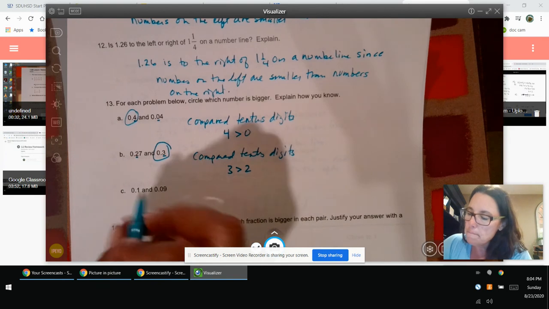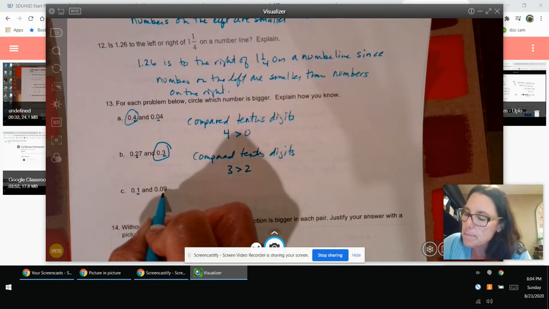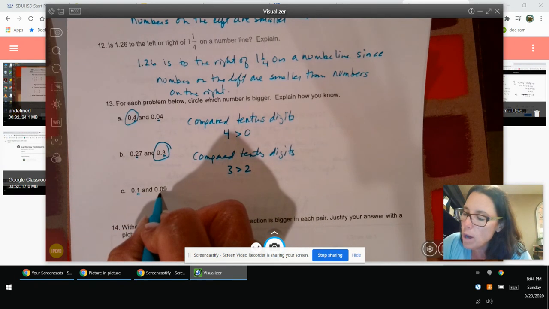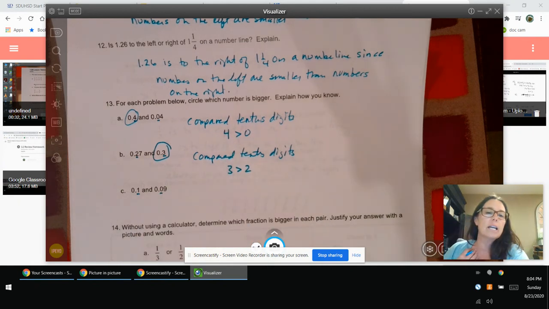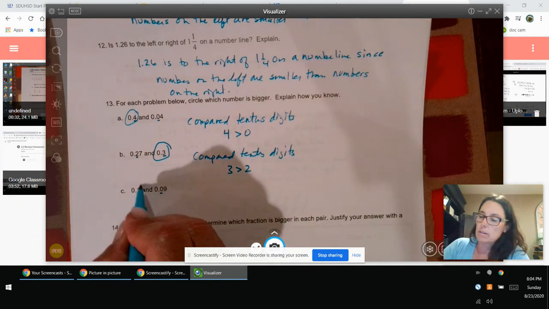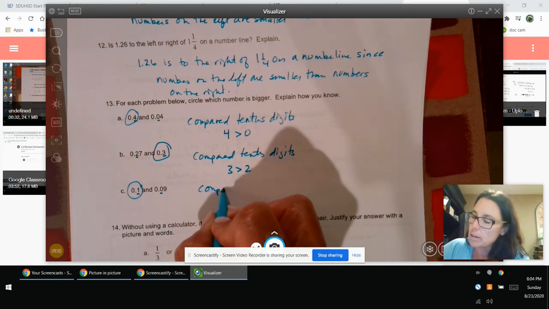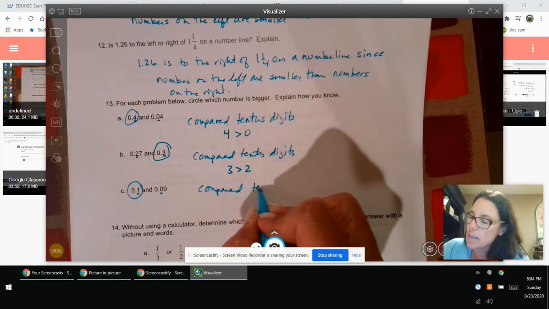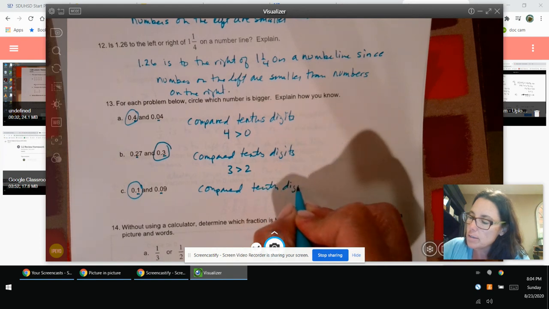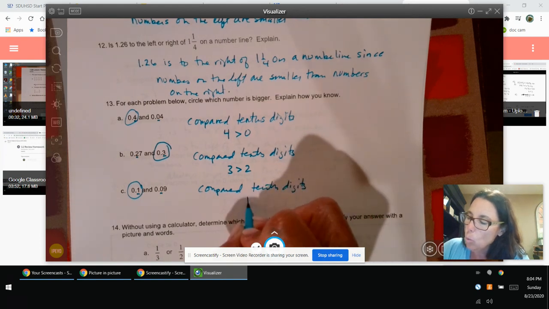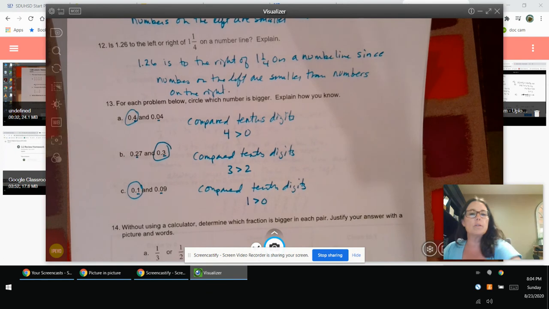Okay, and on this guy, don't be thinking 9 is bigger than 1. I'm looking at the tenths digit again. Boom, that one's bigger. Okay, so I compared tenths digits. 1 is larger than 0.